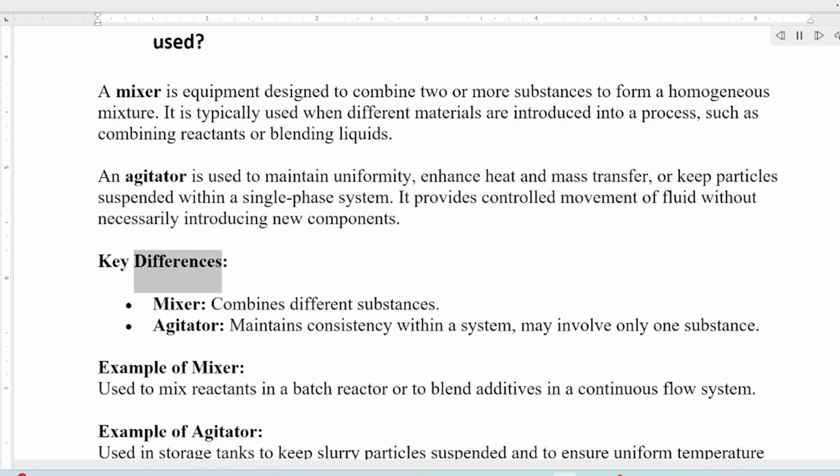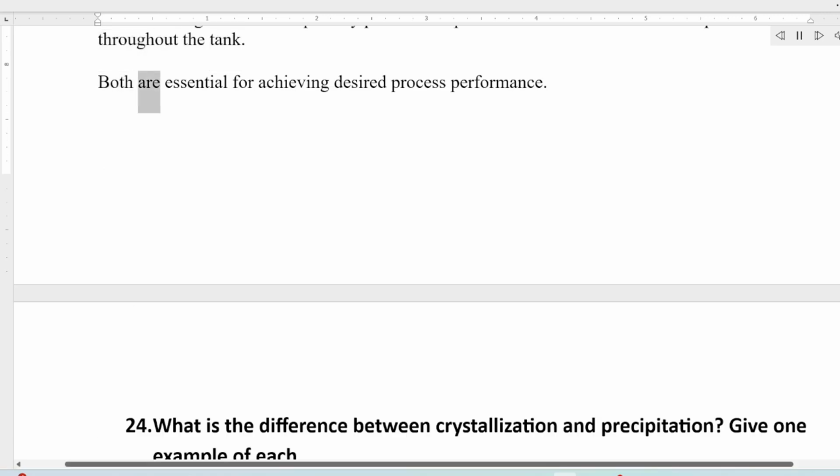Key differences: mixer combines different substances. Agitator maintains consistency within a system, may involve only one substance. Example of mixer: used to mix reactants in a batch reactor or to blend additives in a continuous flow system. Example of agitator: used in storage tanks to keep slurry particles suspended and to ensure uniform temperature throughout the tank. Both are essential for achieving desired process performance.